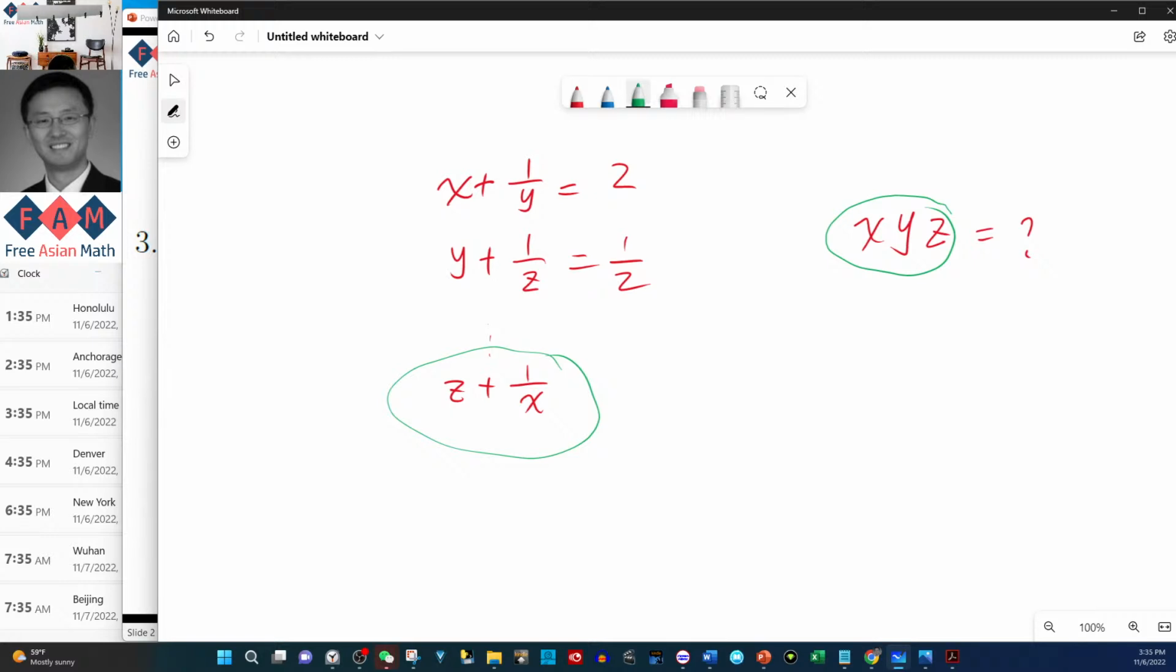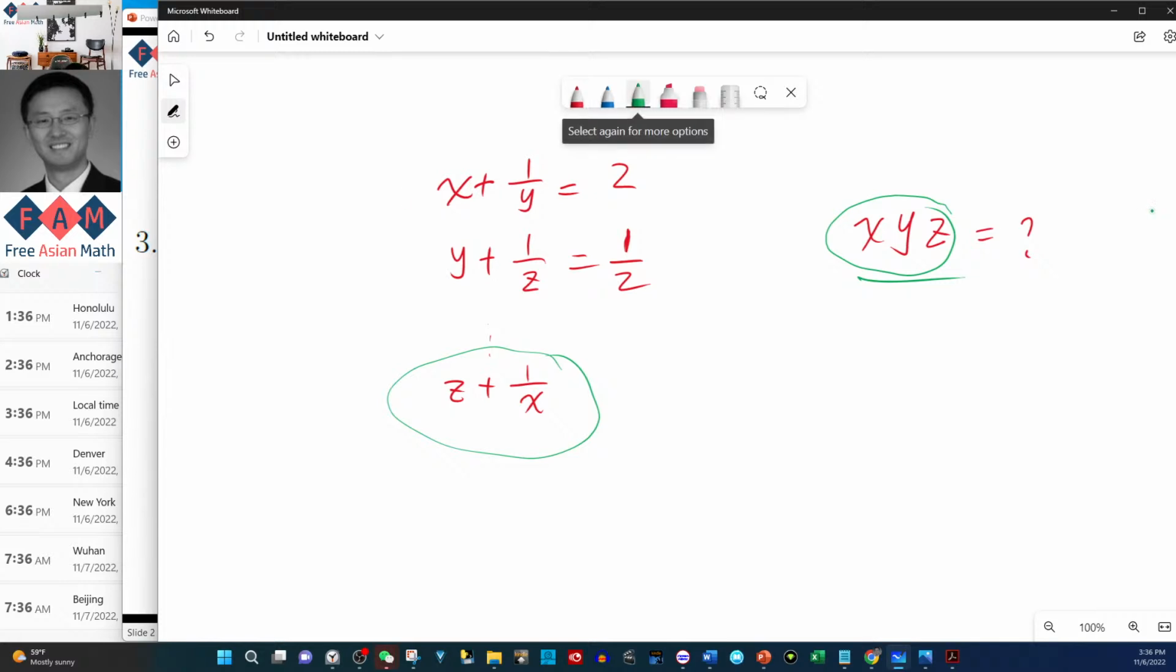Cyclic symmetry means that when you have 3 variables, if you replace x with y, y with z, and z with x, you essentially get the same set of conditions and the same problem statement. So you should think about the property of such cyclic symmetry.